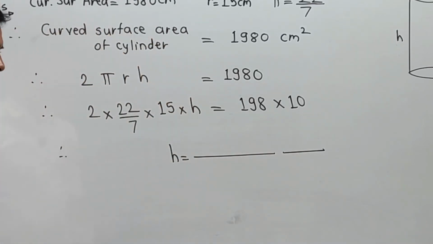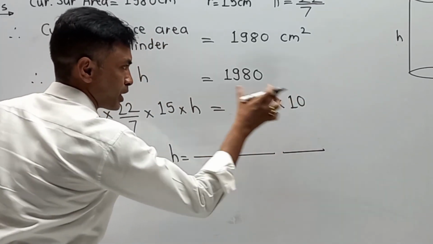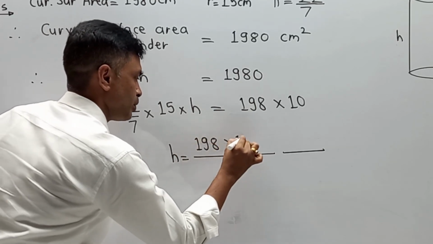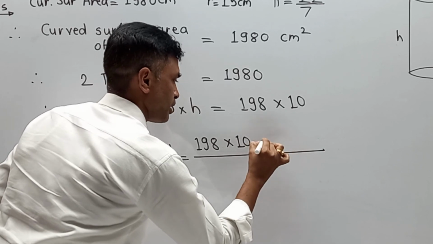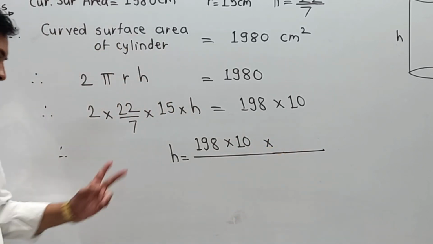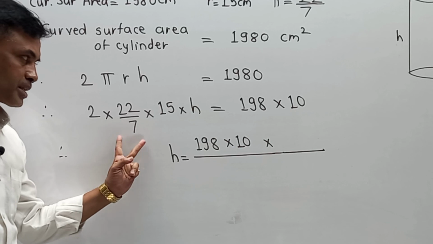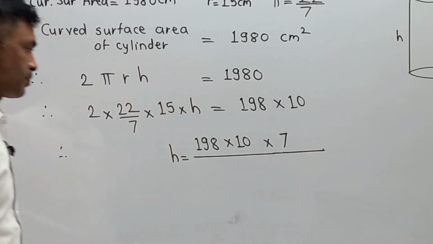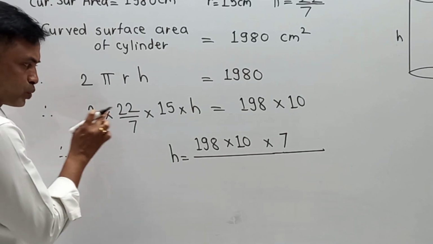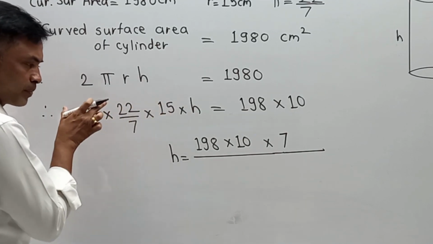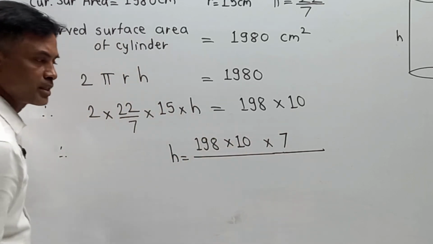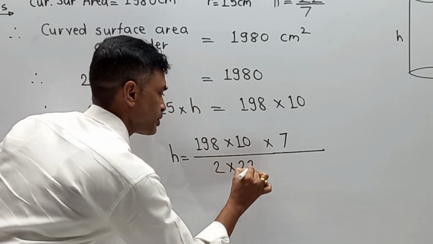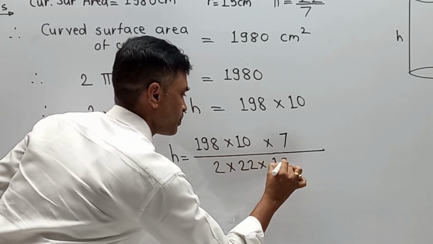Now remember one by one. Here 198 into 10, or 1980, that depends upon your writing style. 198 into 10, into 7. Here this 7 is divided by, goes to that side, it becomes multiply. So it becomes 7. And these three numbers, 2 into 22 into 15, this whole multiplication goes to that side as divided by. So 2 into 22 into 15.